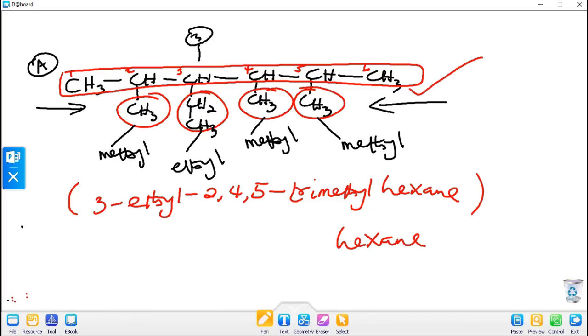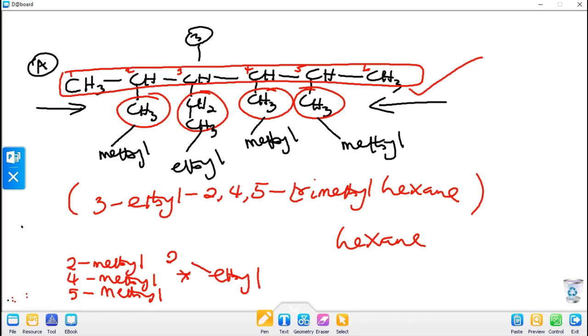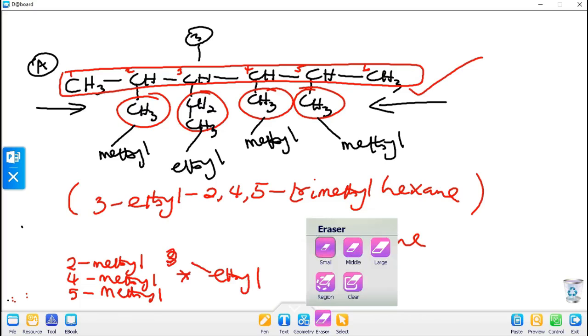One of them is attached to carbon 2, so that is going to be 2-methyl. So 1 methyl is attached to carbon 2, another methyl is attached to carbon 4, and the last methyl is attached to carbon 5. These are the positions of the methyl side chains. Then above them, we have another side chain, which is ethyl. And where is ethyl attached? Ethyl is attached to the second carbon atom, the third carbon atom, I beg your pardon. Ethyl is attached to the third carbon atom.